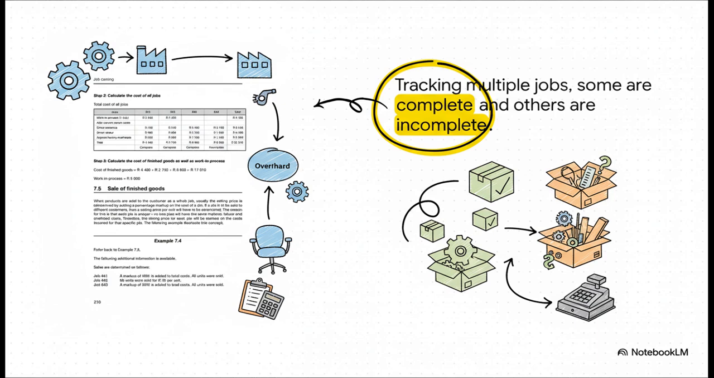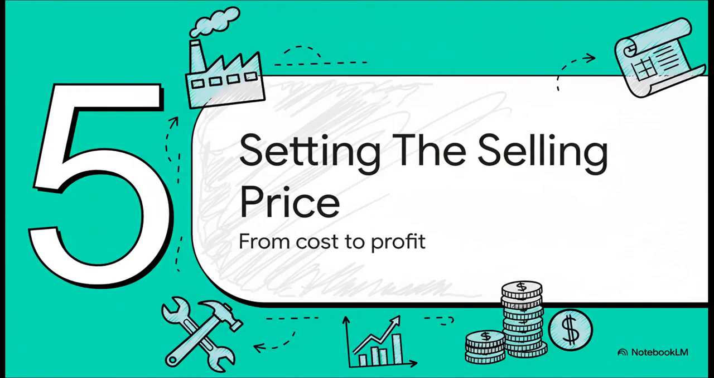And this slide gives us a fantastic snapshot of what's happening on the factory floor. We're tracking 4 different jobs all at once. You can see the total costs that have piled up for each one, but more importantly, look at their status. 3 jobs are complete, but job 644 is still incomplete, and it has R5,000 in costs tied up in it so far.